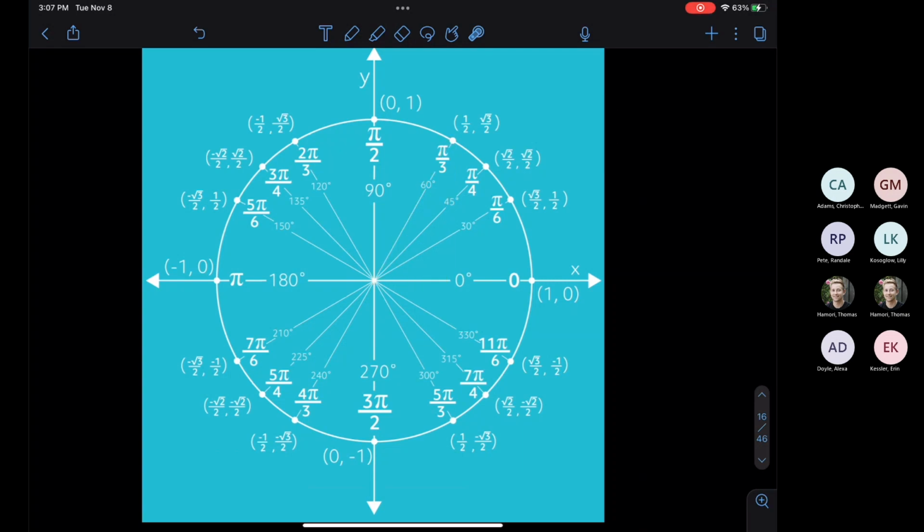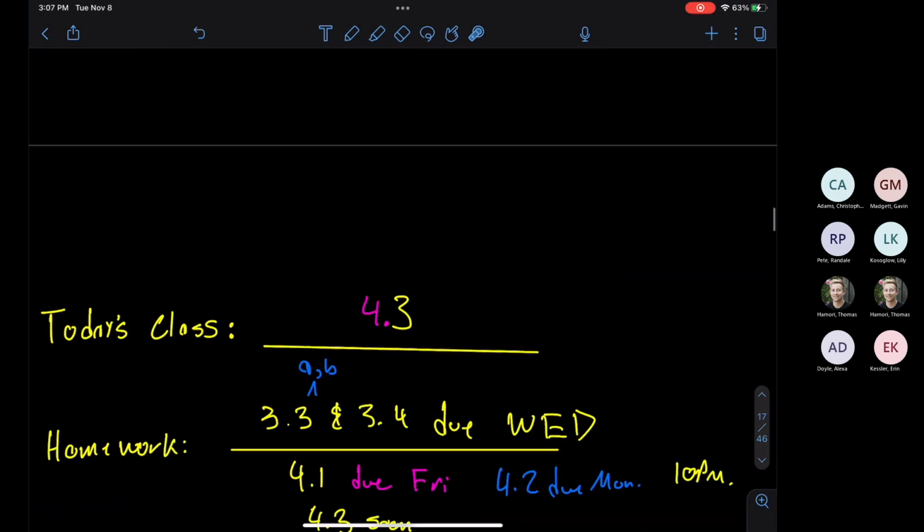What would negative pi over 2 look like? That would be this angle here, pointing straight down. Okay, and we'd get the point (0, -1). So sine of -π/2 would be -1, right? Because that would be the y value of that point on the unit circle. Okay, so that's that.